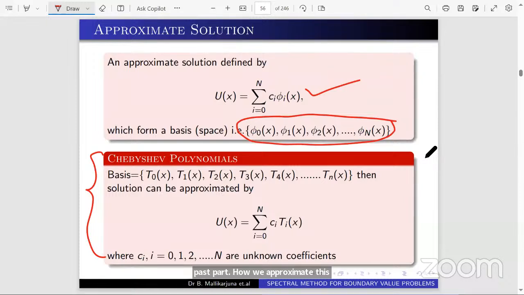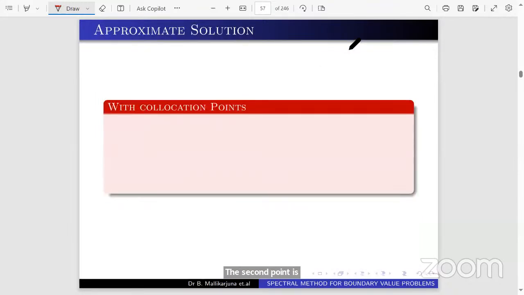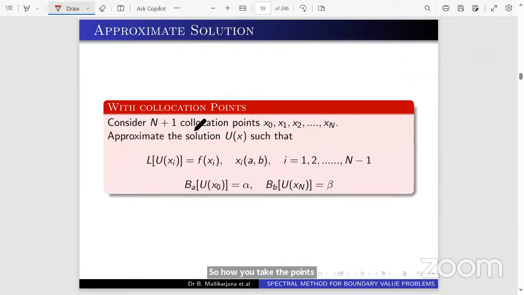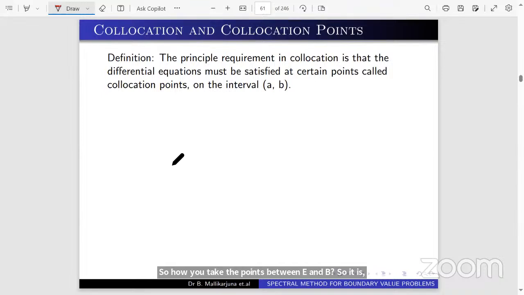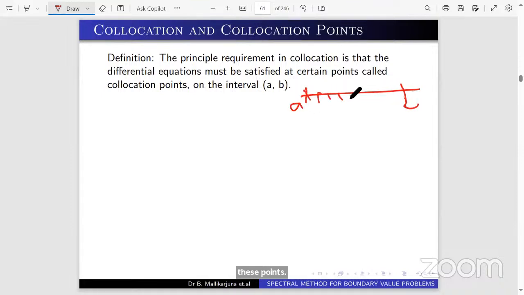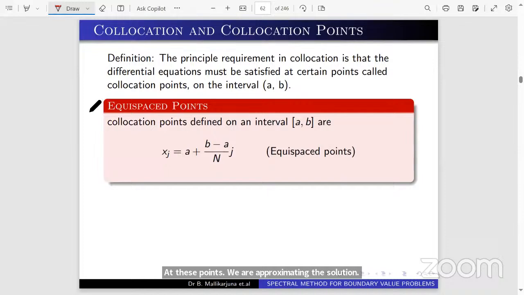Now the second point is choosing the collocation points. How do you take the points in between A and B? So, suppose let us take n+1 collocation points. What is the main requirement in collocation? At these points, we are approximating the solution. Okay, see, equispaced points, suppose.